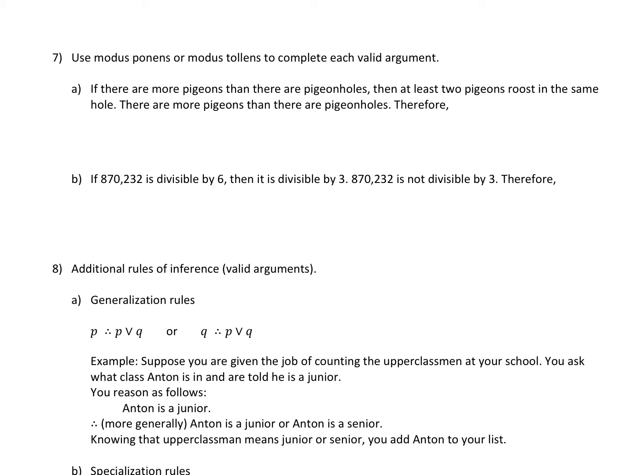So that was a bit of an abstract introduction to those 2 arguments, modus ponens and modus tollens. Let's use those 2 arguments to complete each valid argument. If there are more pigeons than there are pigeonholes, then at least 2 pigeons roost in the same hole. There are more pigeons than there are pigeonholes. Therefore, at least 2 pigeons roost in the same hole.